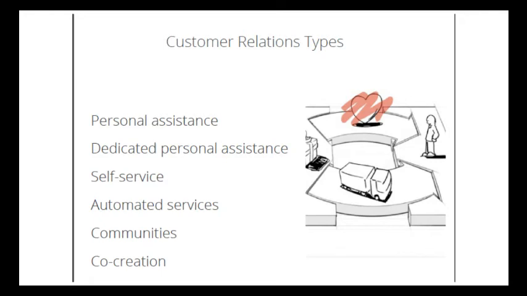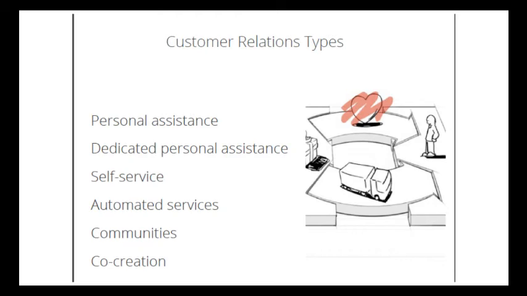Then you can have an automated service. This type of relationship mixes a more sophisticated form of customer self-service with automated processes. Also, customer relationships could be communities, and then we have co-creation platforms as well, through which your customers may want to be reached or want to create a relationship.